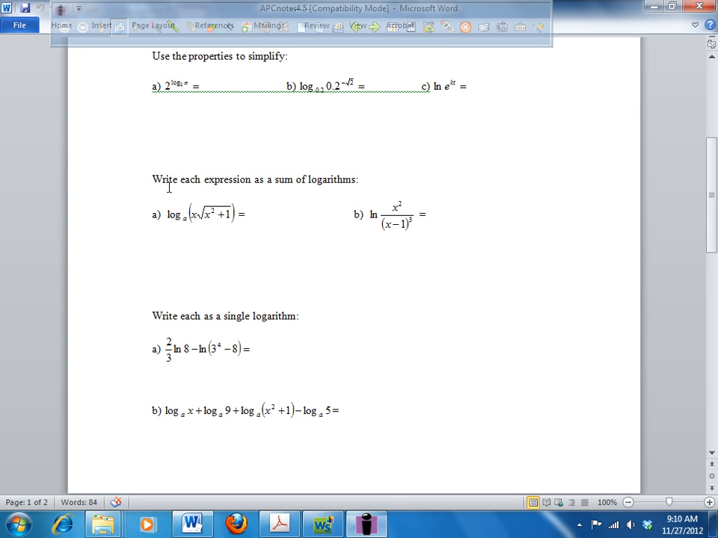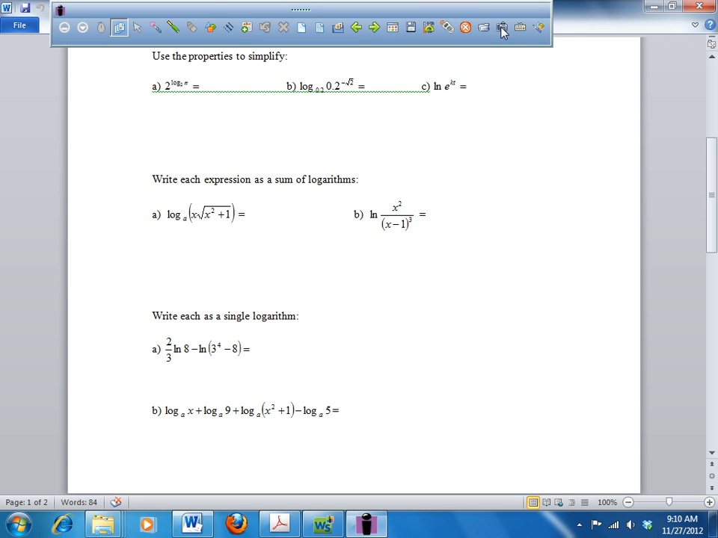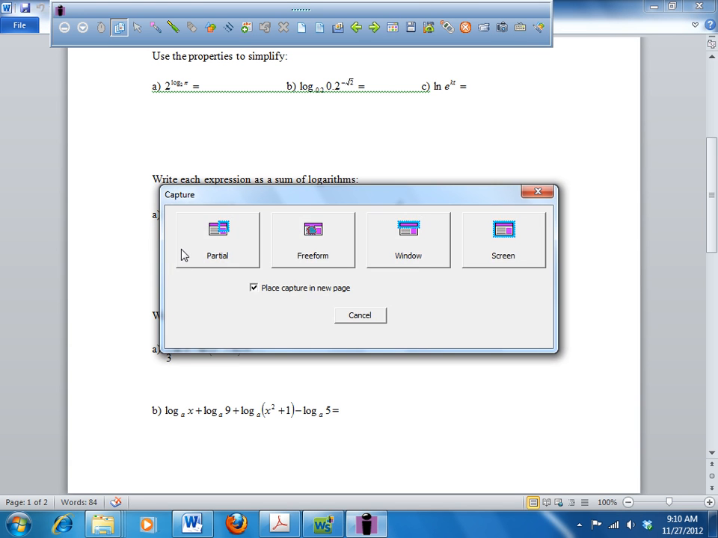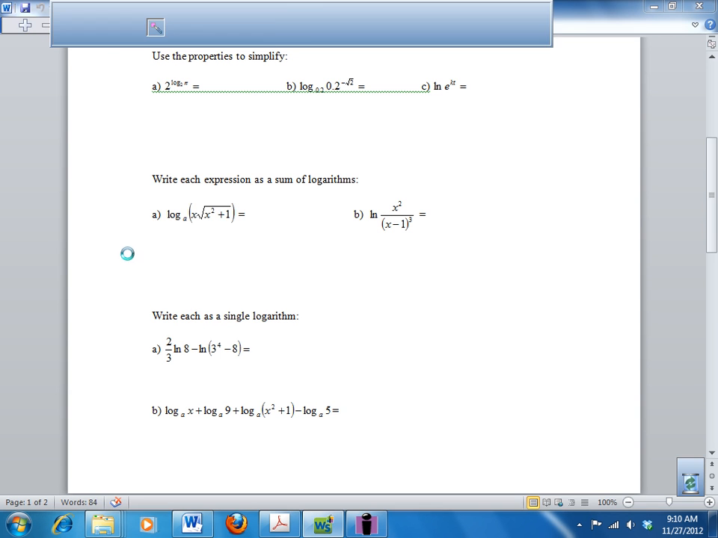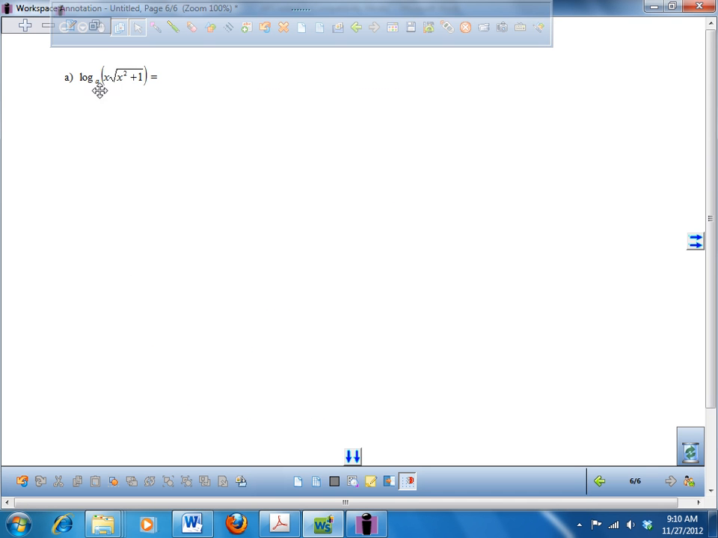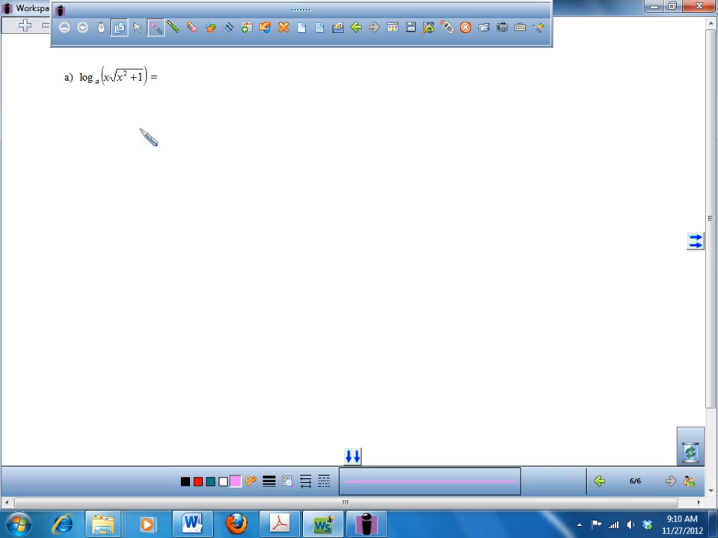Write each as an expression as a summation of logarithms. So if you see something like this, and you will, people get very confused by it, but it's not that bad. All you have to do is rewrite this thing as x squared plus 1 to the 1/2 power. So this is equal to this thing.